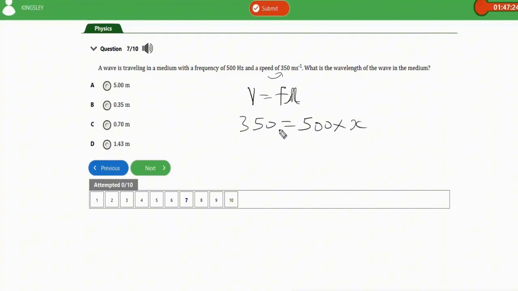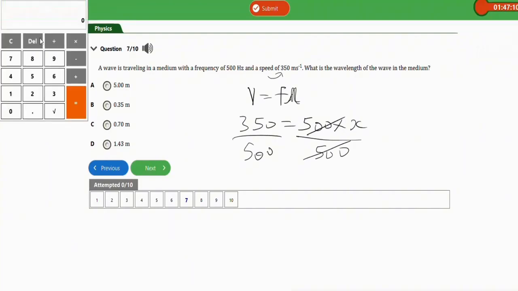So basically, to make x the subject of the formula, you divide both sides by 500. So your x will be, you punch this on the calculator. Let's see what it's going to give us. So we have 350 divided by 500. So we have the output to be 0.7 meter. So the correct option in this question is option C. That would be the wavelength for the expression.